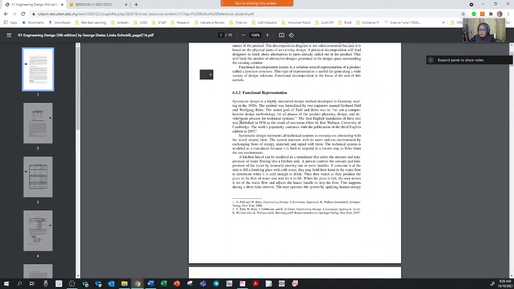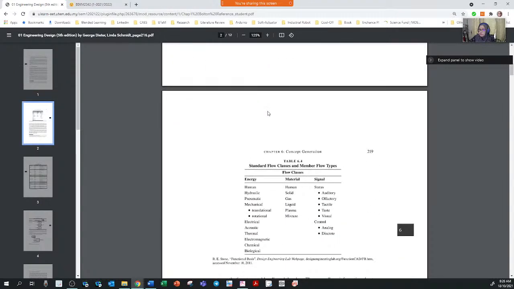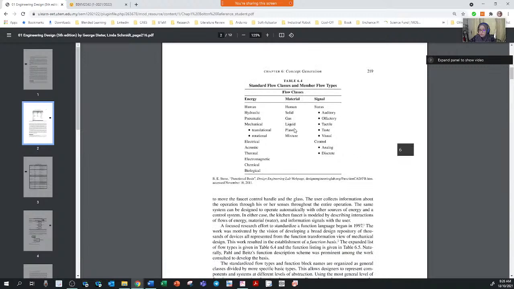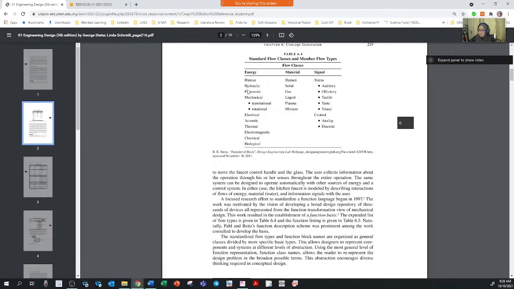If students download this, you will read through; this is from the textbook. As mentioned, for this, students need to refer to the textbook. So this is the Bolton textbook. You can see the concept of generation flow, classes, and flow types. So we have the energy flow from human, hydraulic, or mechanical. So all of these are energy. And material, what are the materials in between?